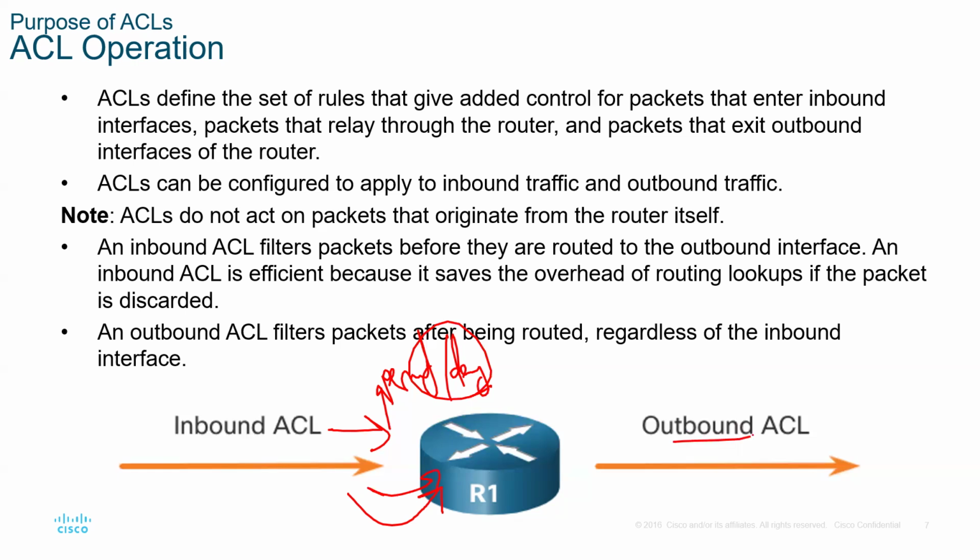Then the outbound ACL is the exact opposite. We first process, then we permit or deny. So in short, an inbound ACL permits or denies before processing, then an outbound ACL after processing. I think we're going to realize why you have an inbound and why you have an outbound ACL. Inbound ACL: packets before they are routed. Outbound: after being routed.